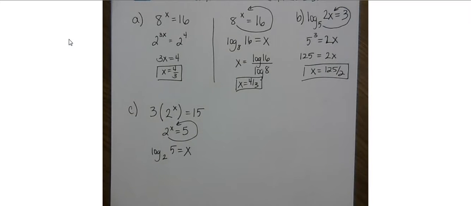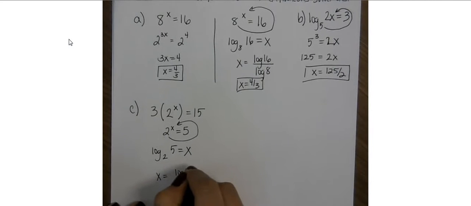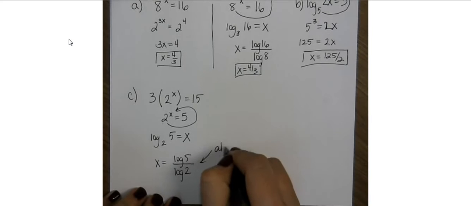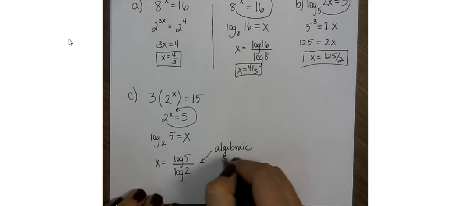Log base 2 of 5 you can't evaluate in your head, so you're going to have to change it to be able to enter into your calculator. So you're going to have to use that change of base formula. So here this would be x equals log of 5 over the log of 2. Now this is called your algebraic solution. It's basically the solution you would type into your calculator.